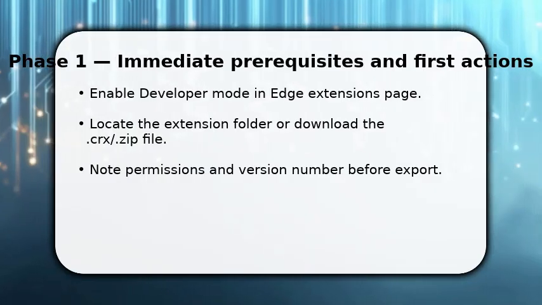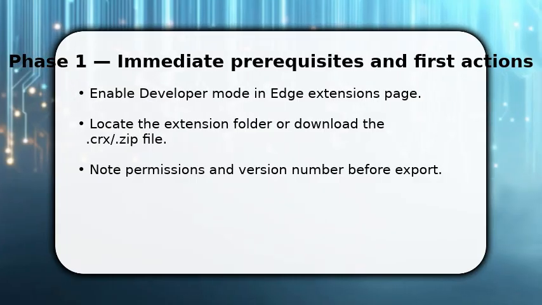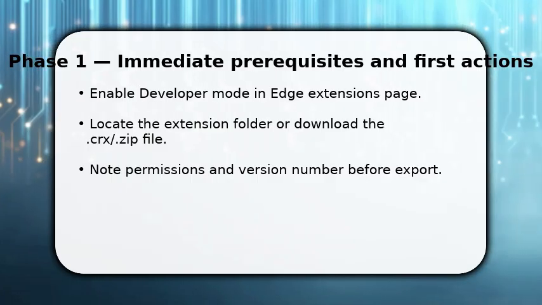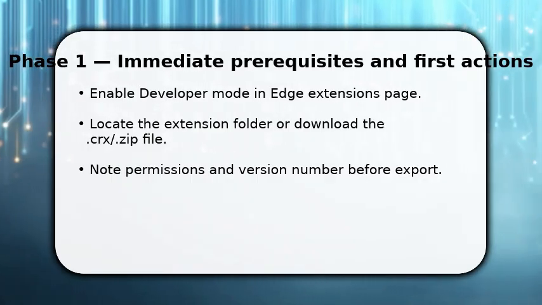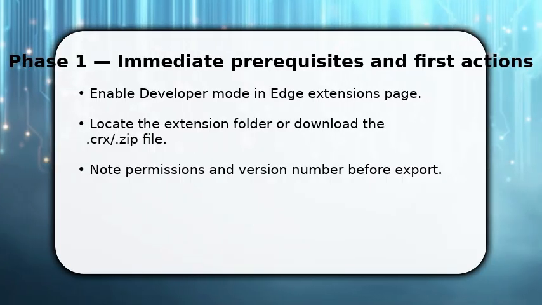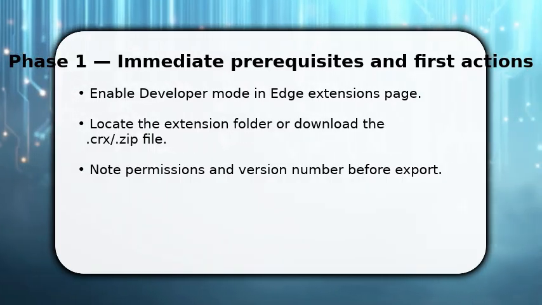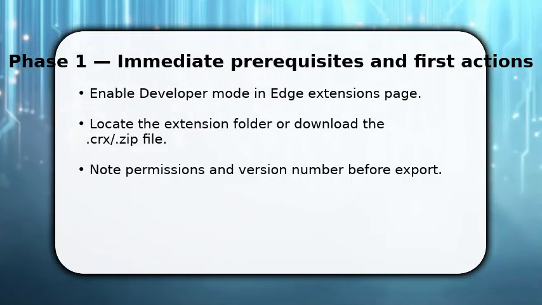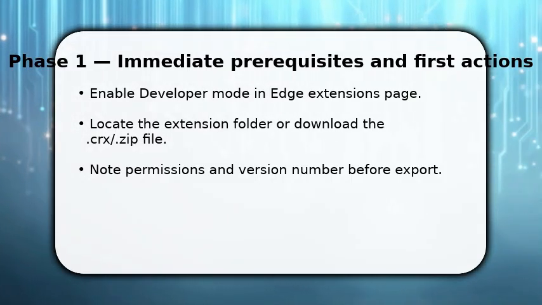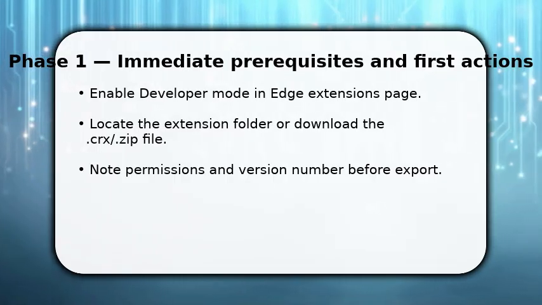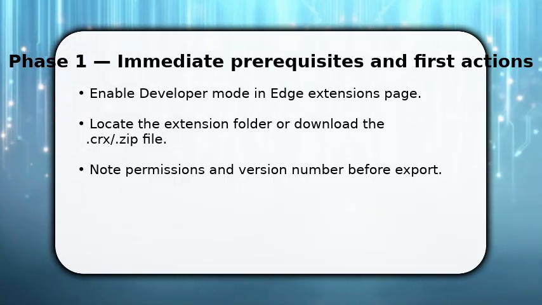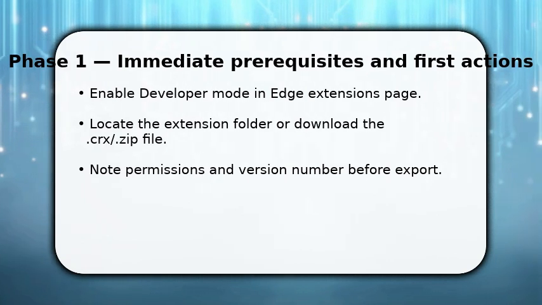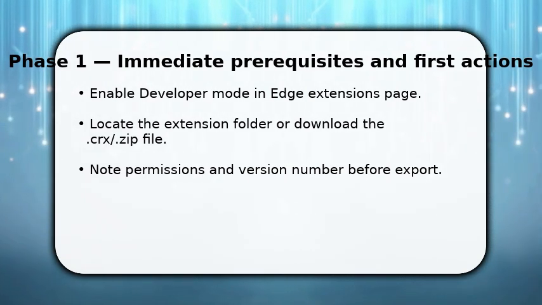You start by opening Edge and enabling developer mode on the extensions page. This exposes export tools. Once done, find the extensions folder or download its CRX or zip package so you can extract files. Make sure to note the extension's permissions and version because Chrome will prompt about both. This explains why compatibility matters. You're preparing the raw files Chrome needs, not just copying an icon. So be thorough and keep the extension files in an easy-to-access folder.